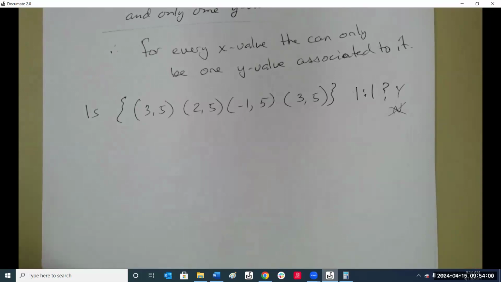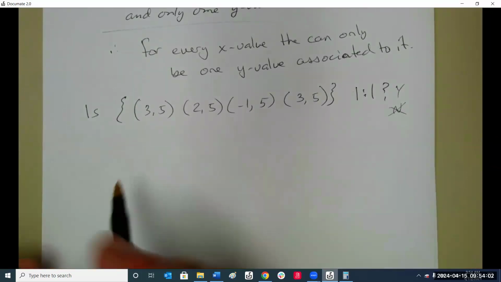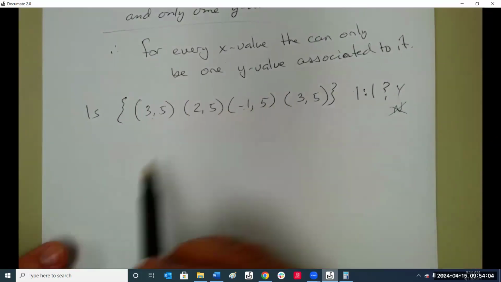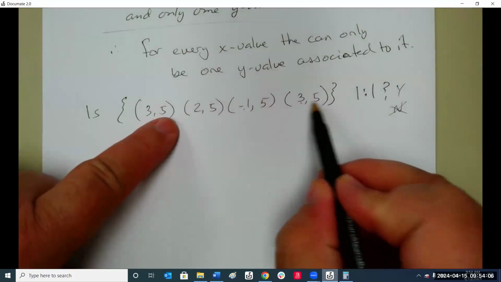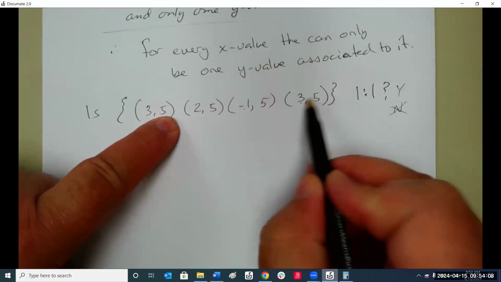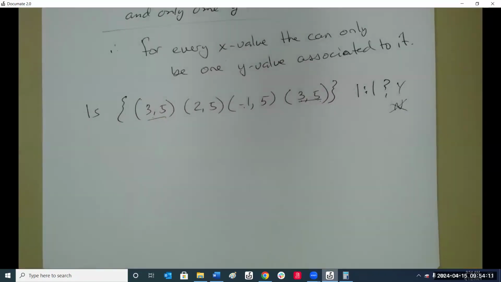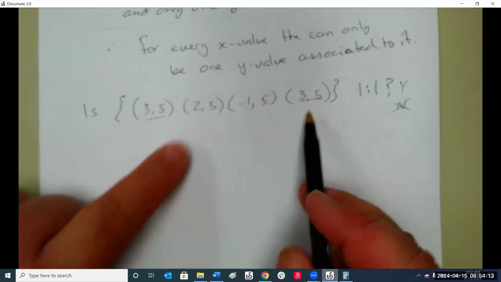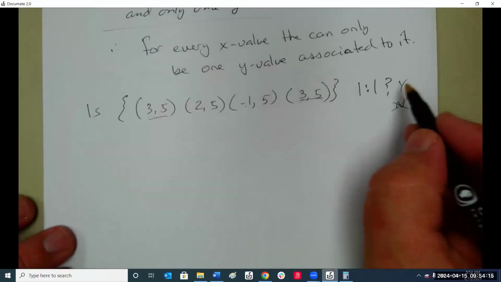Remember, for every X value, are all the X values different? No, these are the same. Are the Y values different? So this point and this point is the same. And since all the other X values are different, that's all that matters. So yes, it is 1-to-1.